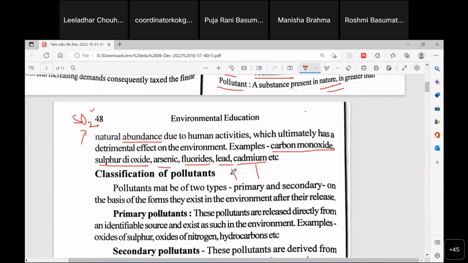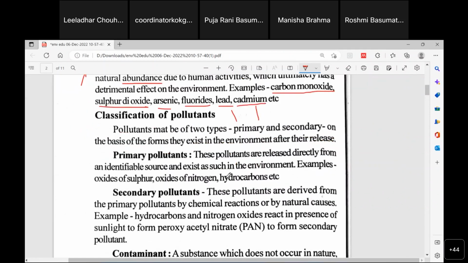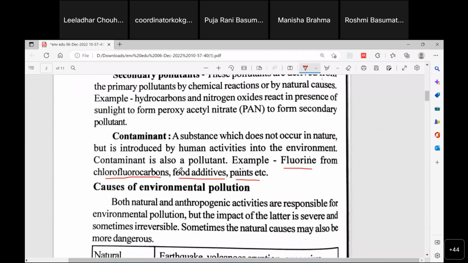And lead, cadmium also, although they have given examples of lead and cadmium, they are also present as trace elements in some cases in nature. But you will see that fluorine comes from chlorofluorocarbons. Chlorofluorocarbons are used in refrigerating machines, and from there fluorine originates. That fluorine is not directly there in nature.